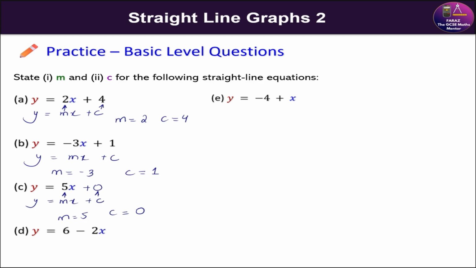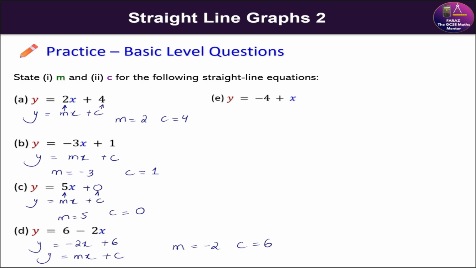Let's rewrite it in the standard form mx plus c. So we reorder it as y equals minus 2x plus 6. Okay, be careful in these types of questions. You have to rearrange them first. And then now it's clear that m is negative 2, y equals mx plus c, m is negative 2 there and c is 6.